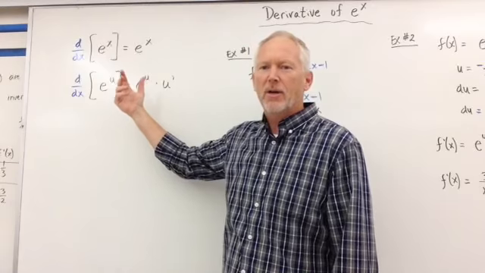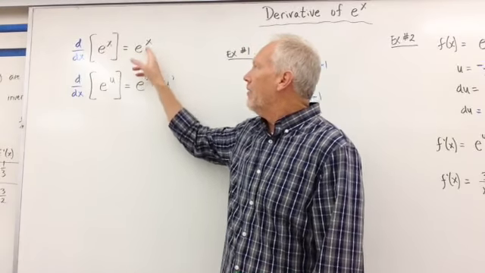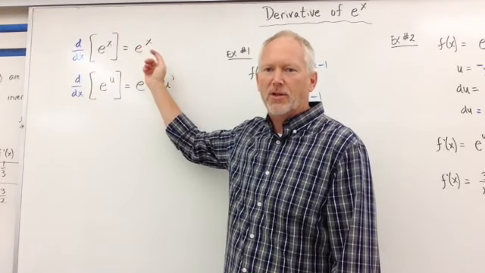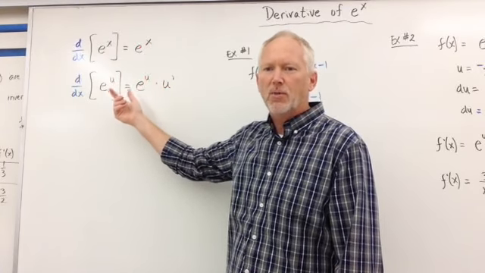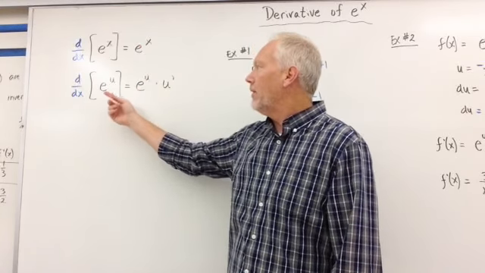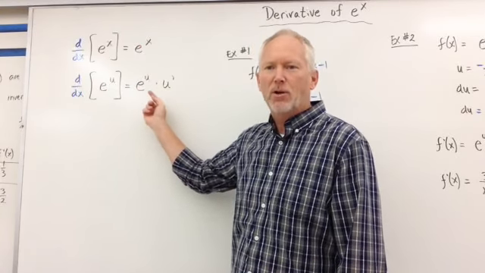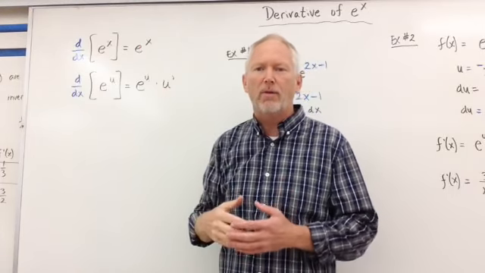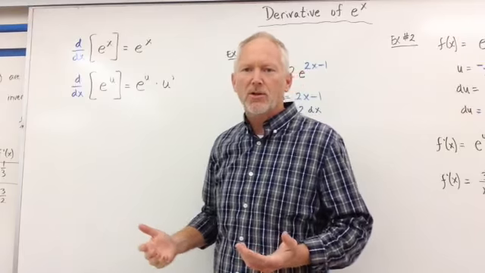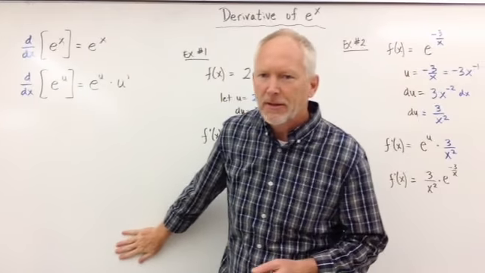Okay. Now, if there is some value up here, maybe 2x plus something, so it's more than just an x, then what we need to do is take the derivative of e to the u. And the derivative of e to the u is e to the u times u prime, or the derivative of the exponential power, whatever it might be. So let's look at a basic example of this.